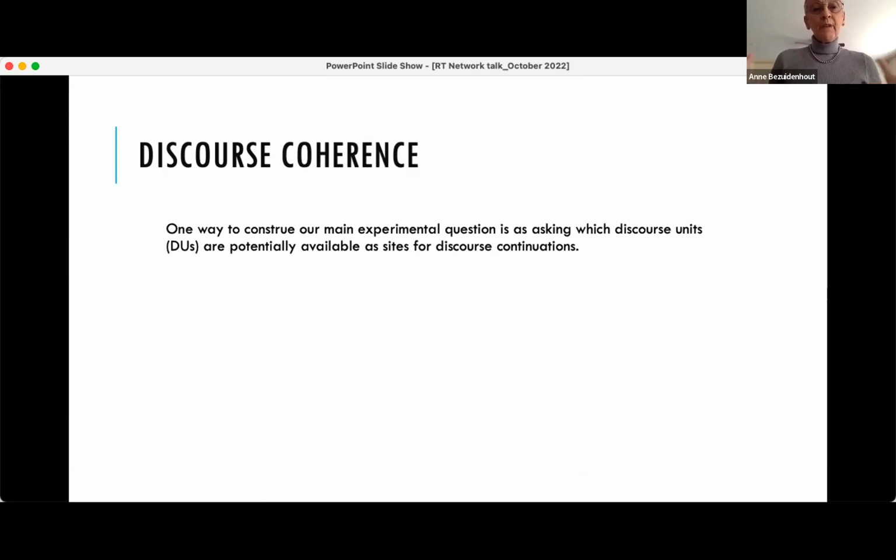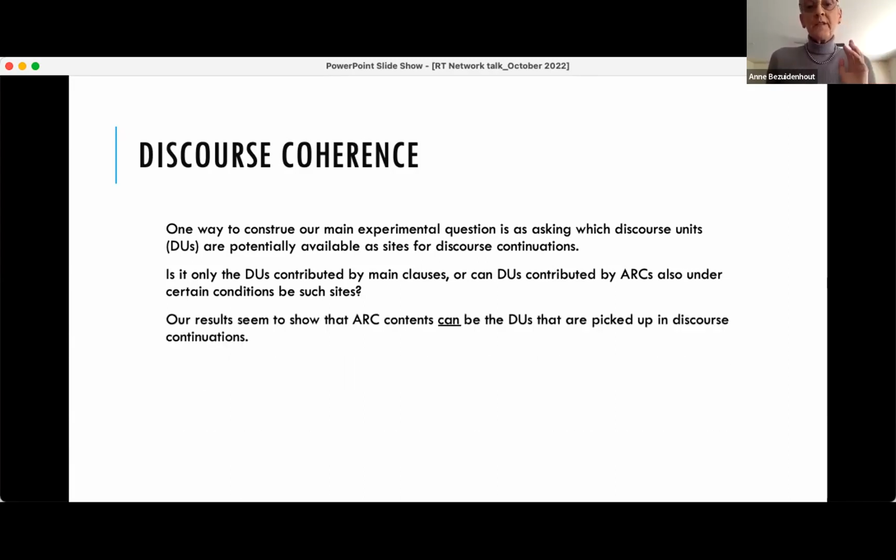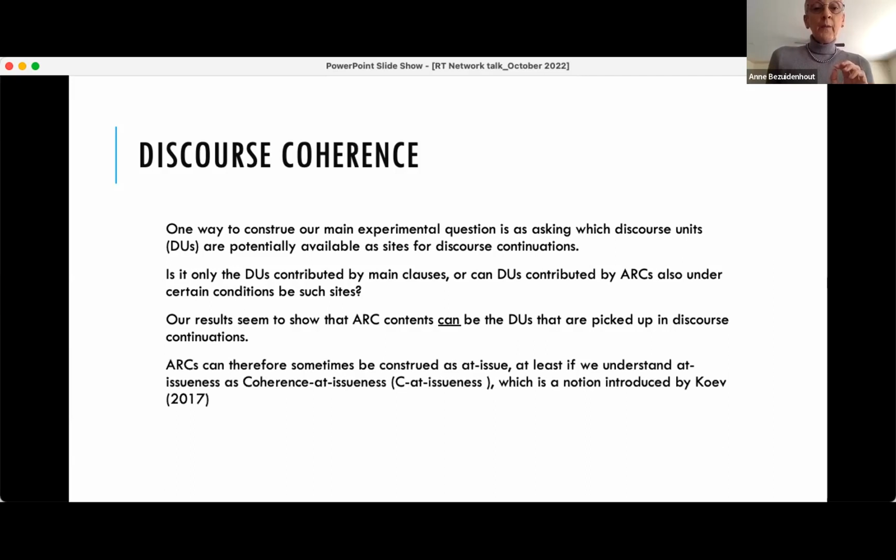Nevertheless, I think we've tended to think that one way of construing our main experimental question is asking which discourse units are potentially available as sites for discourse continuations. Is it only ones contributed by main clauses, or can discourse units contributed by arcs also, under certain conditions, be such sites for continuation? And our results seem to show that arc contents can be the discourse units that are picked up in discourse continuations. So we can therefore say that arcs are at least in some sense to be construed as at issue, especially if we define at-issueness in the way that Koev has.